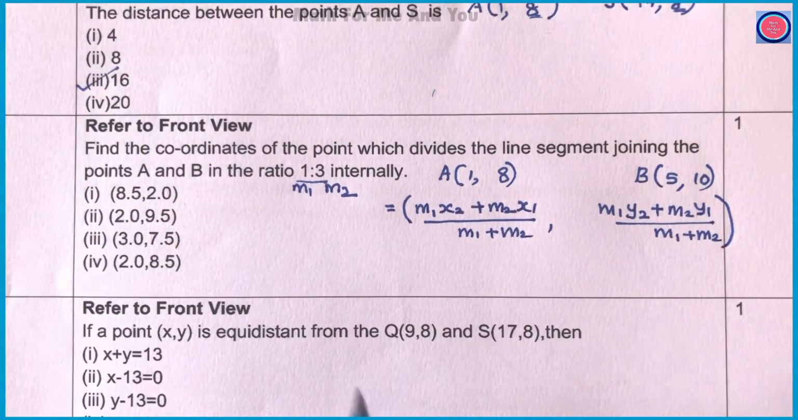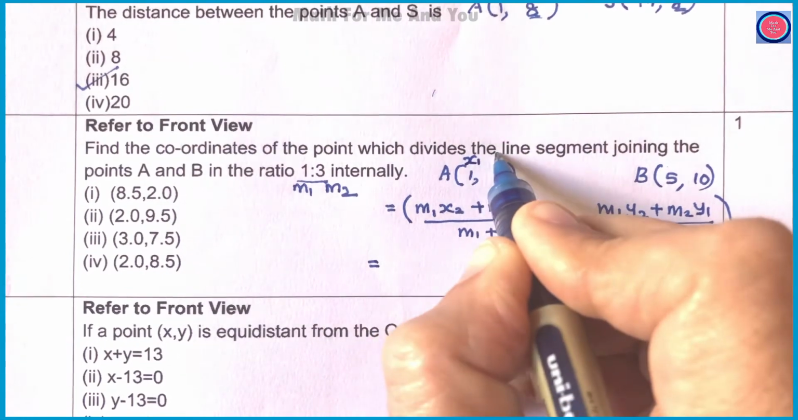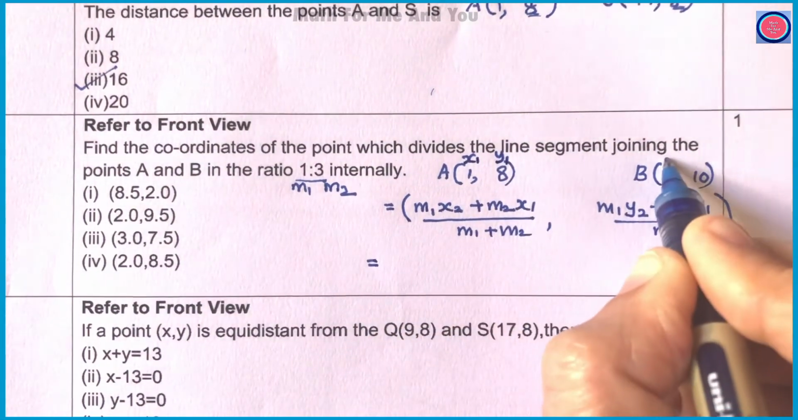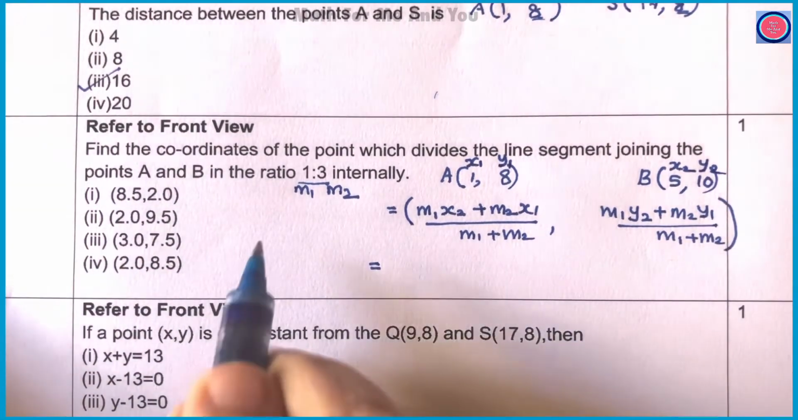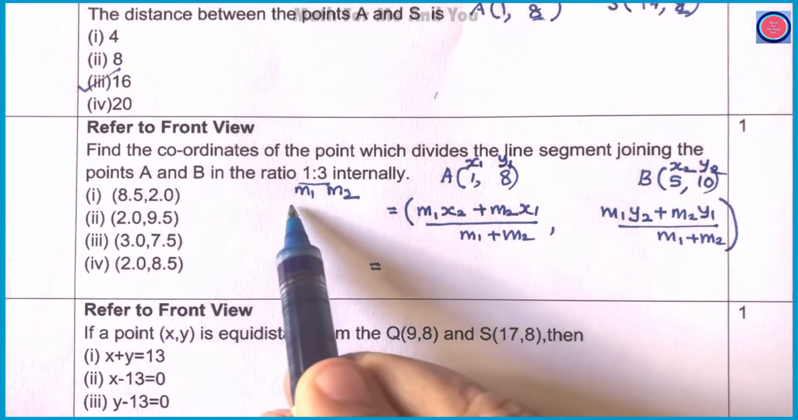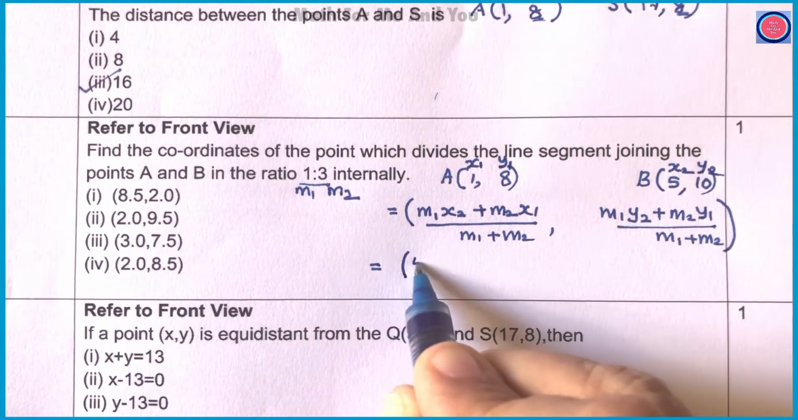Also the section formula, see I have written here. M1, M2, the ratio numbers. X1, Y1 we can mark the first point A and X2, Y2 the second point B. M1, M2 already I have marked. Using this formula we can find the coordinates of the point which cuts in the ratio 1, 3.